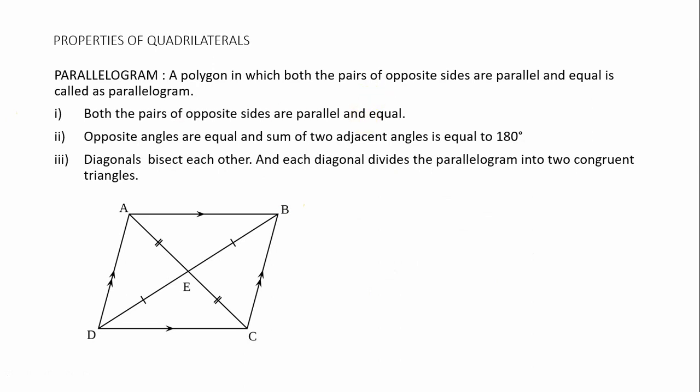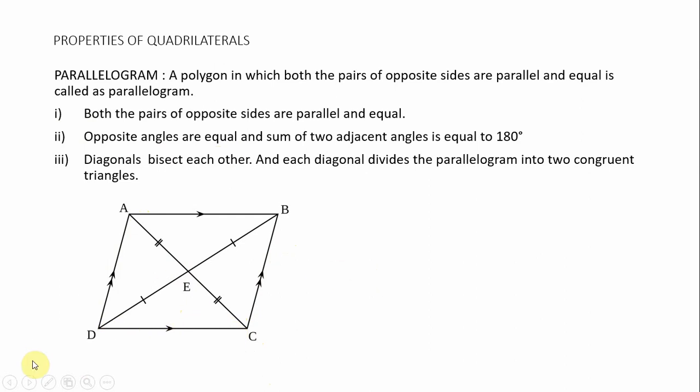That is the first thing. The other thing is that opposite angles are equal and the sum of two adjacent angles is equal to 180 degrees. See children, here this arrow shows that they are parallel. So this side AB and side CD are parallel to each other. Similarly, sides AD and BC are parallel to each other. Next, opposite angles are equal. What are opposite angles? Angle A and angle C are opposite angles. So here angle A is equal to angle C, and angle B is equal to angle D.